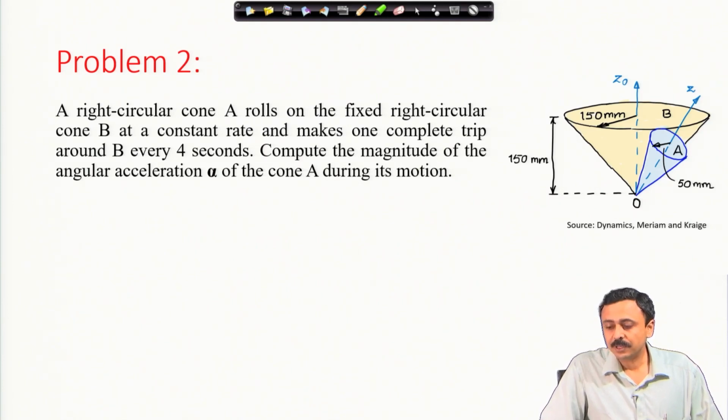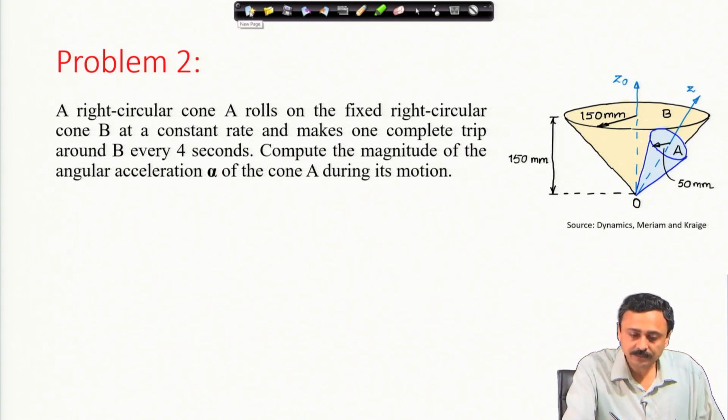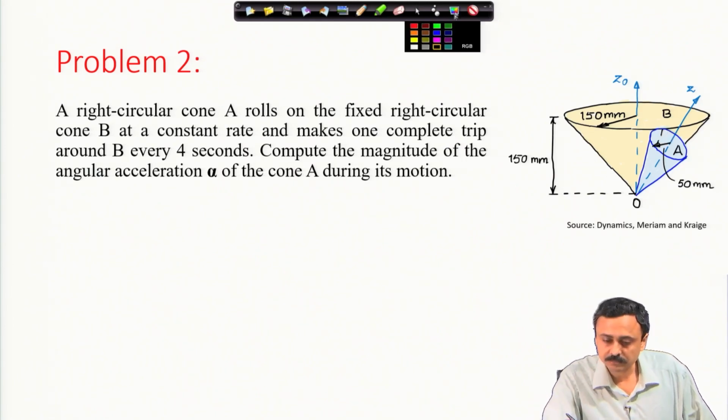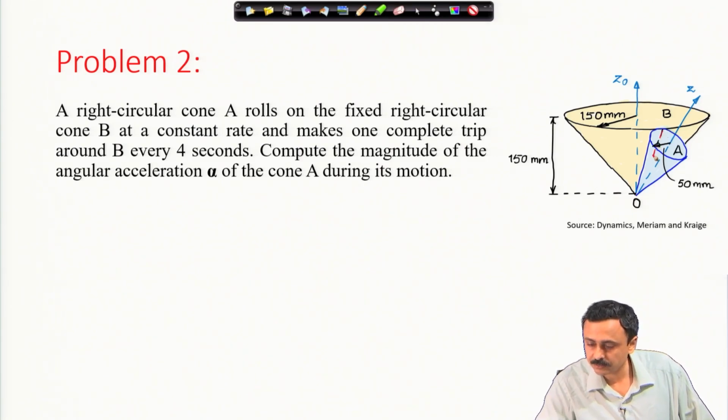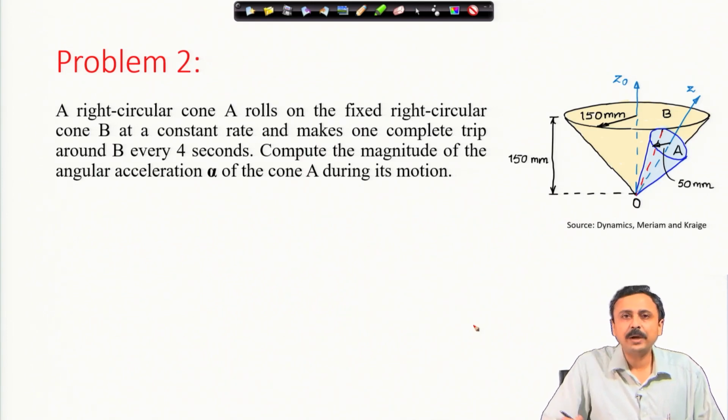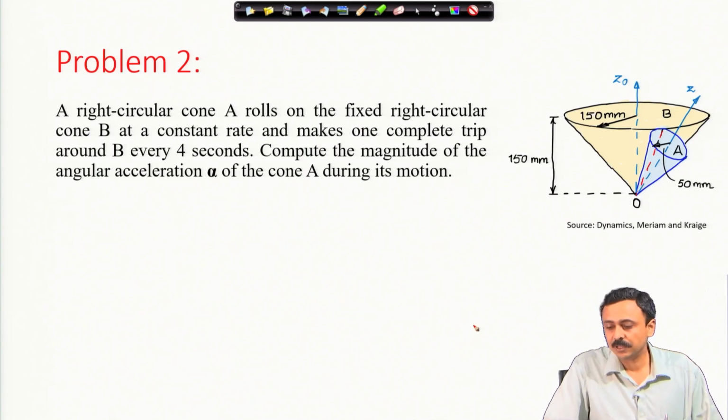You have to remember that the cone A is rolling without slipping on cone B, and there is a line contact between these two cones, and this line contact goes like this. This problem might look slightly hypothetical because it is very difficult to find cones rolling over another cone, but I will show you how this problem is relevant in various problems of rotation of a body about a fixed point.